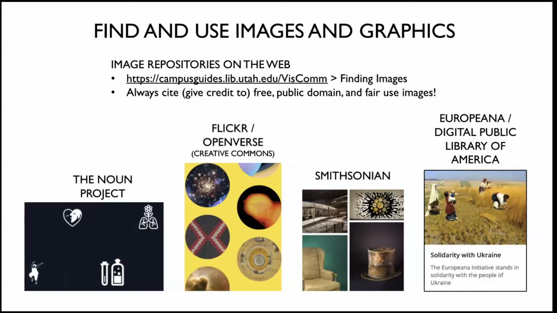The Noun Project is a place where graphic designers around the world have created black and white illustrations. You can download a JPEG. They tell you whether or not you can use it with attribution, or how you can use that particular image. Flickr and Openverse both have photographs, and a lot of the people who upload the content have indicated through Creative Commons whether or not you can use that image or modify that image, or if you have to give them credit, or you can use it without giving credit.